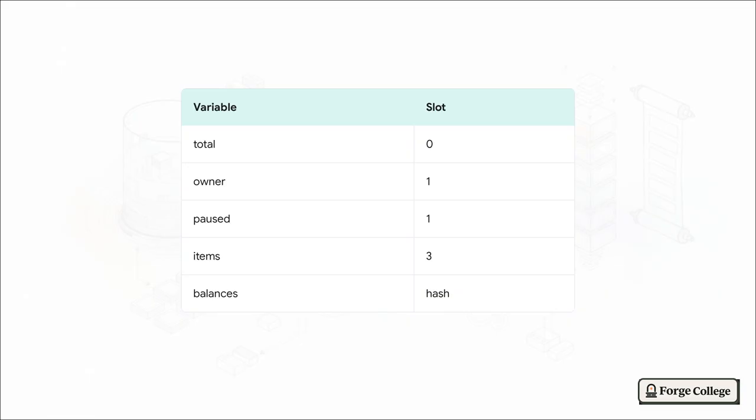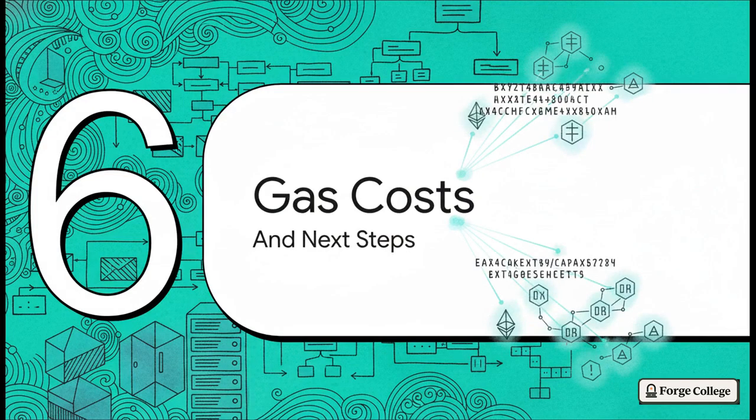At slot 3, we declare items, which is a dynamic array. Remember, slot 3 just acts as the signpost, storing the array's length. The actual items themselves are hidden away starting at the hash of 3. Finally, our balances mapping is declared at slot 6, but its actual values are scattered deep in the warehouse using that keccak256 formula we just looked at. Pretty cool, right?